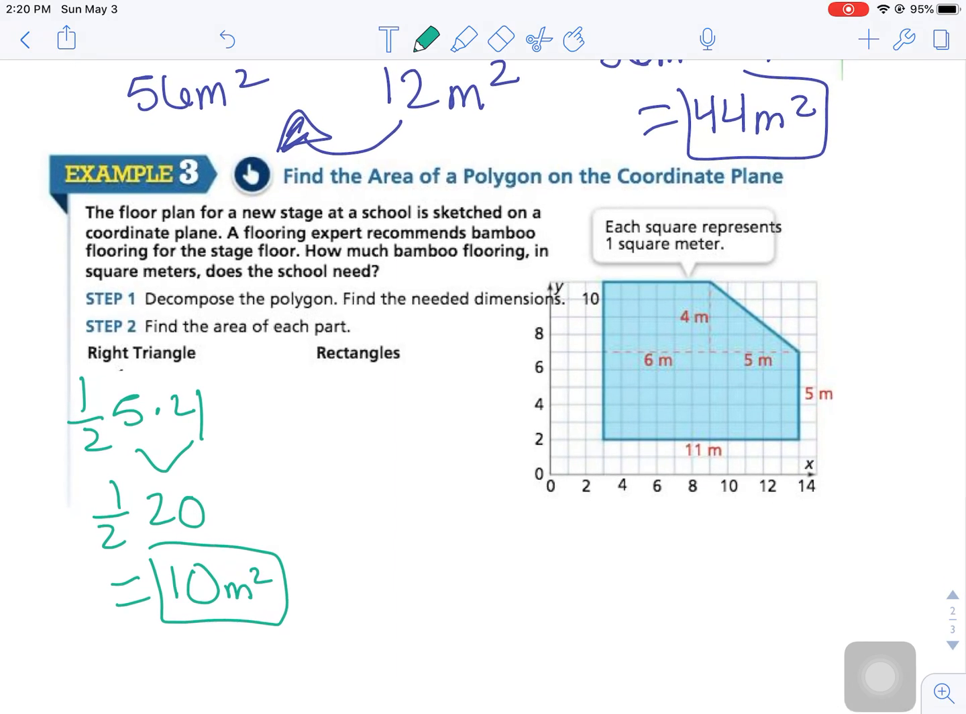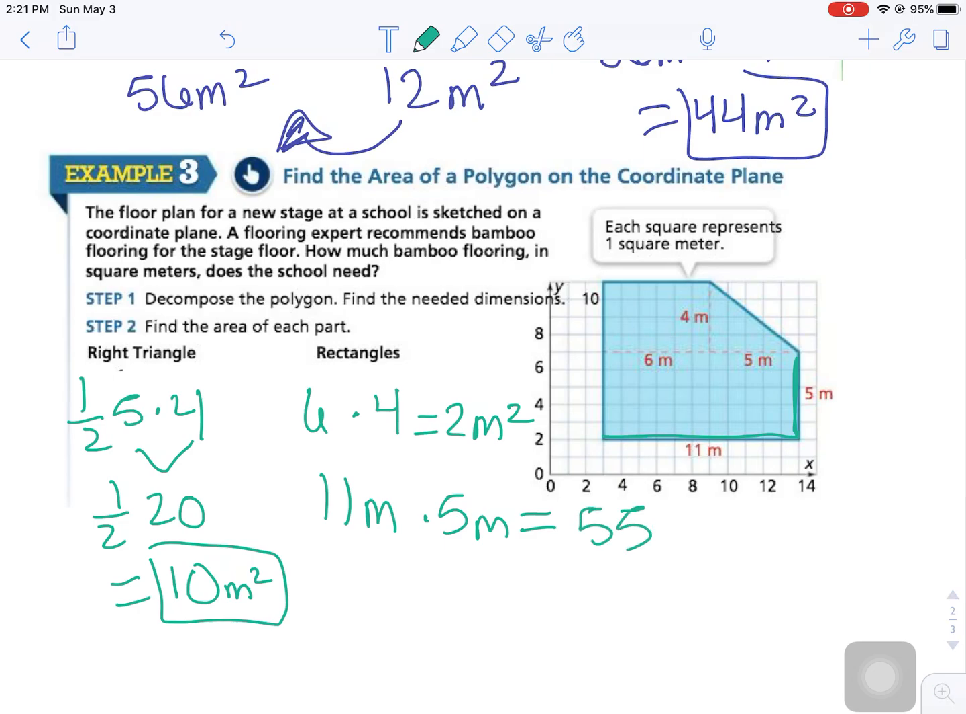And now we just have our rectangles left. So we found the area of the triangle. Let's start with the smaller rectangle. So we have 6 on the bottom and 4 on the side. So we have 6 times 4, which we know is 24 meters squared. And now our larger rectangle, we have 11 and 5. So we have 11 meters times 5 meters, which is going to be 55 meters squared.